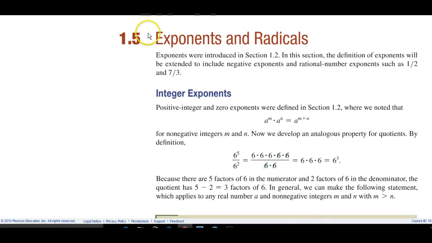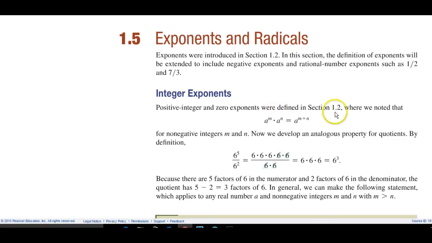Going on now to topic 5 of chapter 1, dealing with exponents and radicals. So, let's take a look at that. Integer exponents. That is, exponents that are either a whole number or an integer.